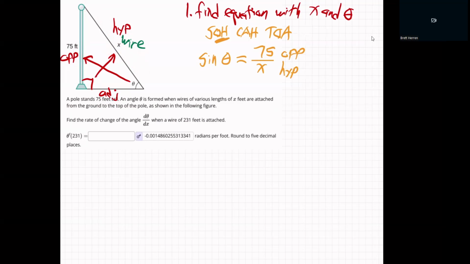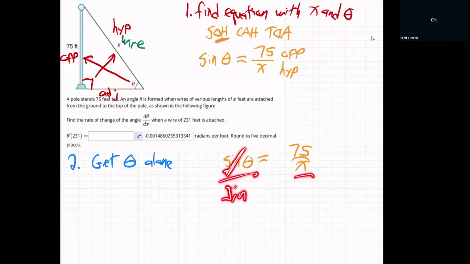Step two, I don't know where to do step two, bring down here. Step two, get theta alone. So I'm going to bring down this relationship. Sine of theta equals 75 over x. And I want to get rid of this sine so that theta can be alone. How do you do it? Do you divide by sine? No, I hope you know by now you don't divide by sine because this is not multiplication. That's the really common mistake a lot of students make.